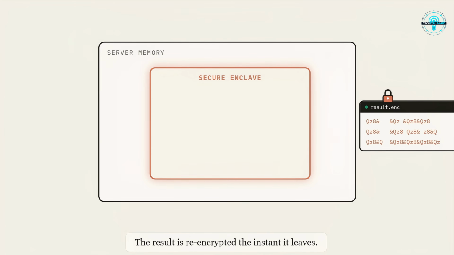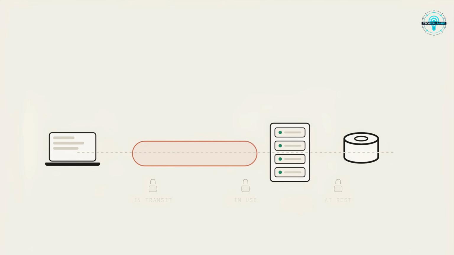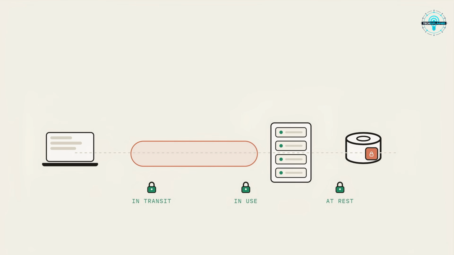So, data at rest, data in transit, and data in use. Three different states, three different risks. One simple rule: wherever your data goes, protection goes with it.